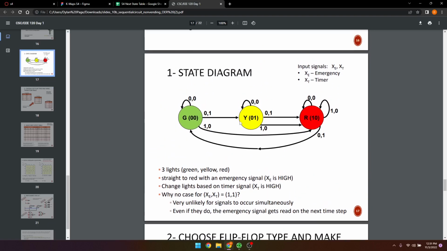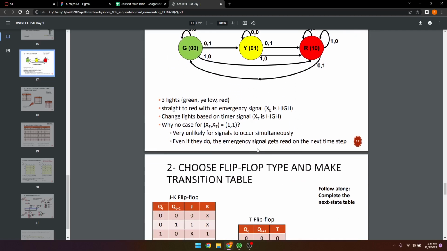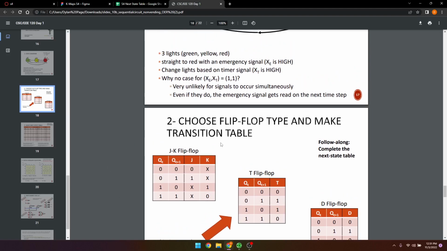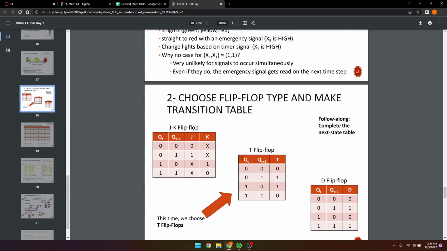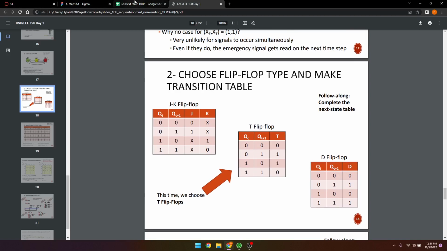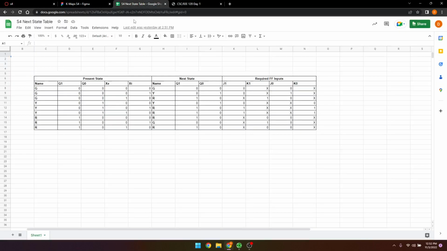That's basically the state diagram. We've been instructed to use a JK flip-flop in this circuit. Ignore this. That's our transition table that we're going to be using. And then we can go ahead and look at this next state table.